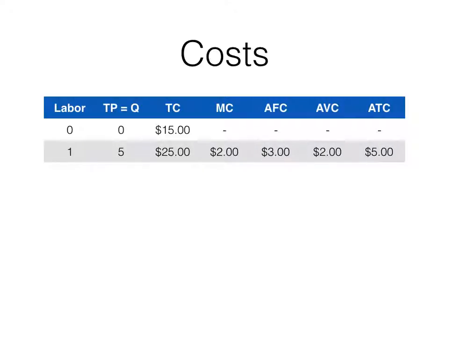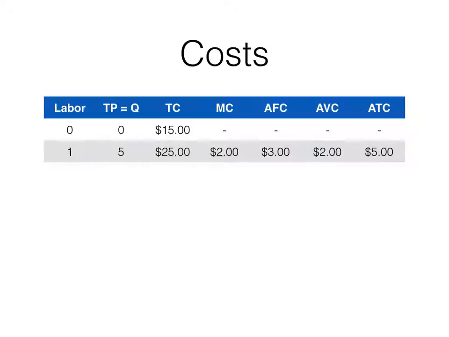We hire the first worker, it's $10 an hour. That drives the total cost up to $25. Our fixed costs are $15. Our variable costs are $10, so that's $25. And we can divide the fixed costs and the variable costs by quantity to get average fixed costs, average variable costs, and then, of course, average total cost.